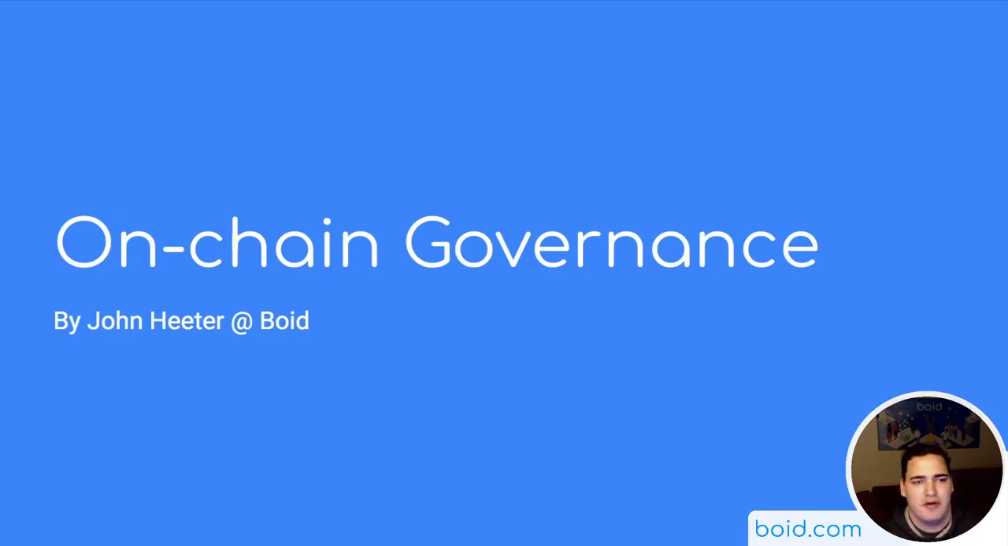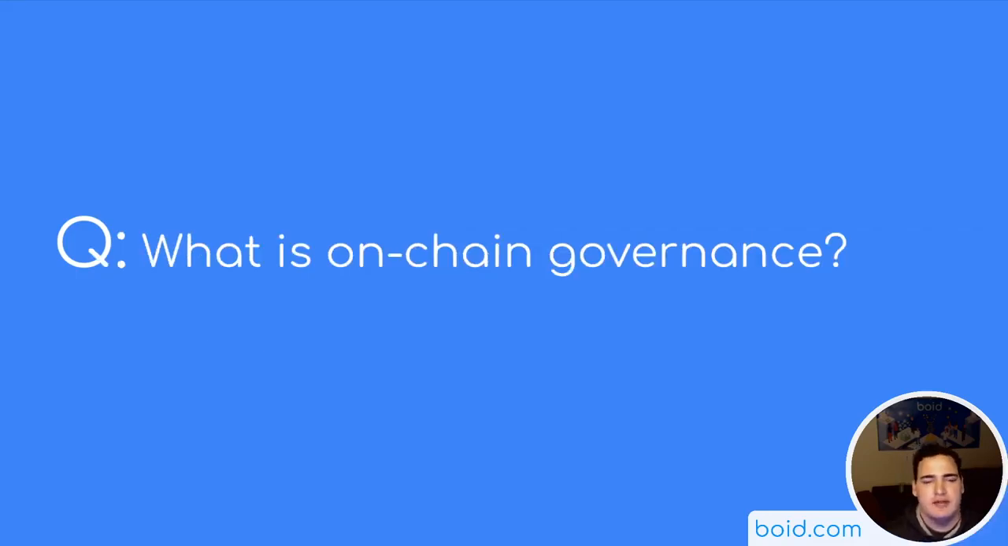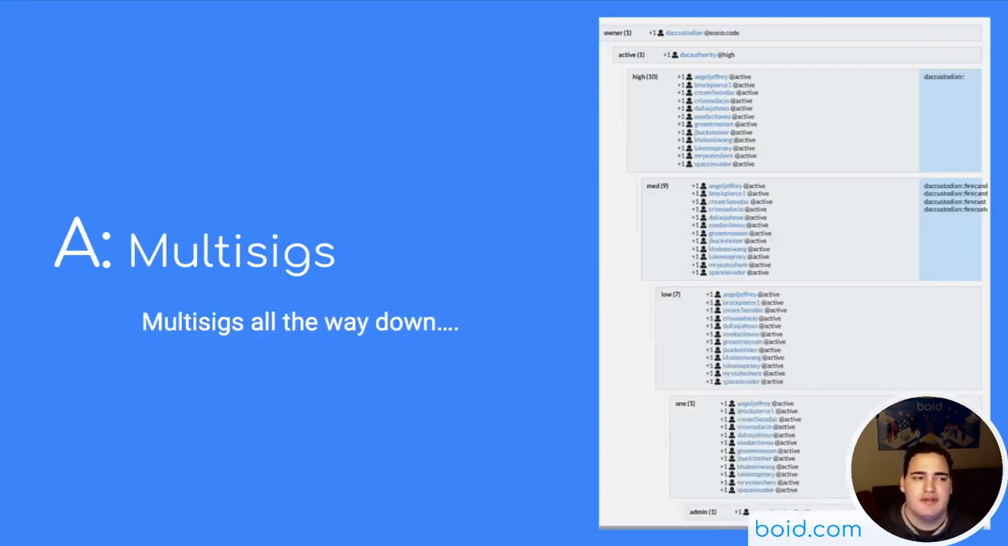And I'm going to talk about on-chain governance because it's something that we've been researching a lot recently to deploy our governance solution with the Boyd token. So, what is on-chain governance? Actually, it's pretty simple. It's just multi-sigs. It's just multi-sigs all the way down.